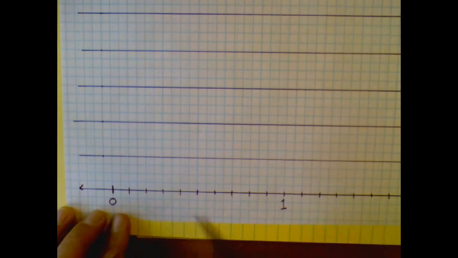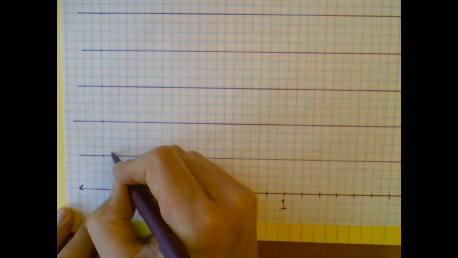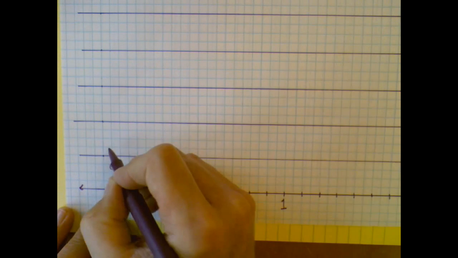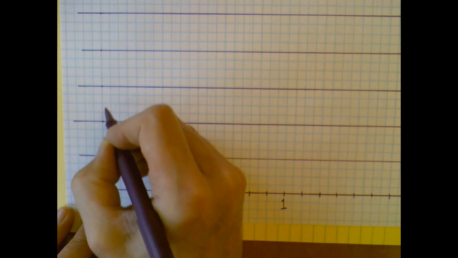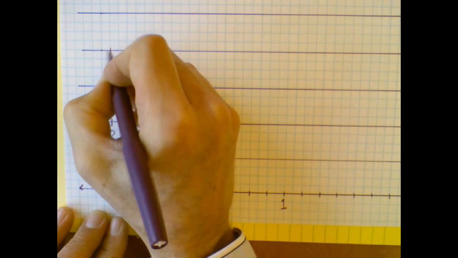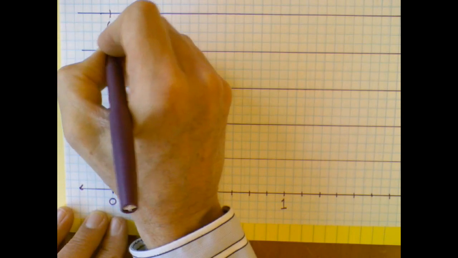Next thing I'm going to do is mark each line at the 0. So I'm going to have the 0 in the same place. So just follow up the line. That'll be 0. This will be 0, this will be 0, this will be 0, and this will be 0.